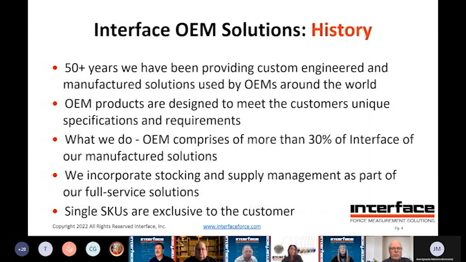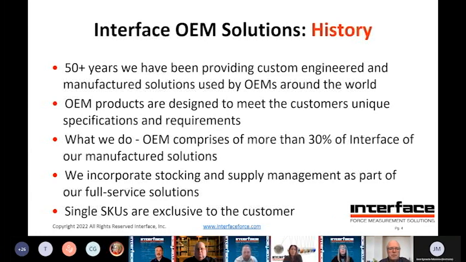We've got 50 years of experience providing custom engineered and manufactured solutions used by OEMs around the world. OEM comprises over 30% of our business. So 50 years of experience with over 30% of our business. We've seen a lot of applications, and we've worked with a lot of customers out there. So we're bringing a lot of experience to the team.